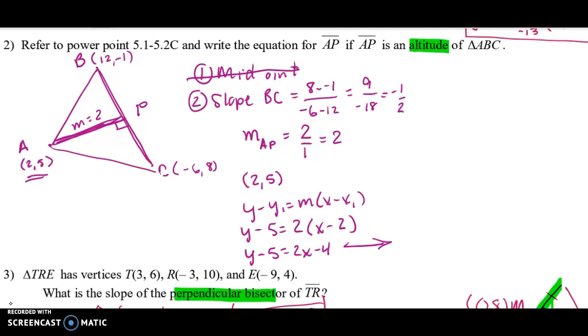Add 5 to both sides, and you get y equals 2x plus 1. So that's the equation of the perpendicular, the altitude of triangle ABC.